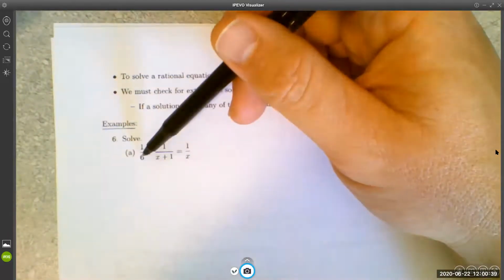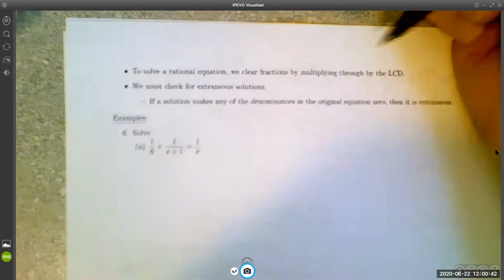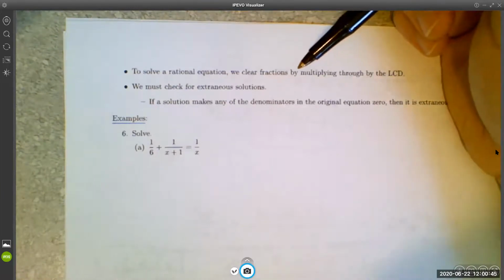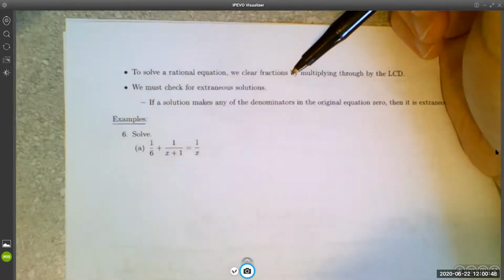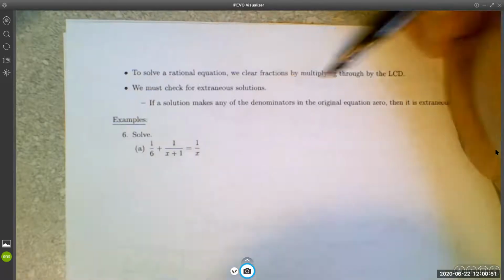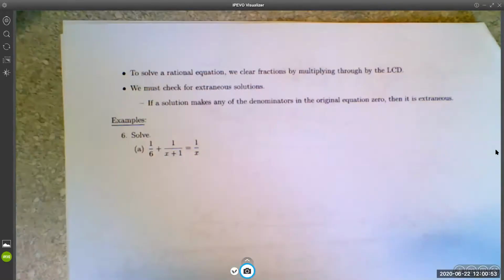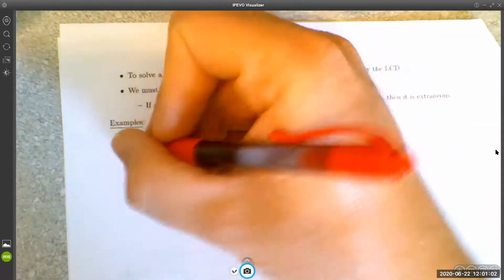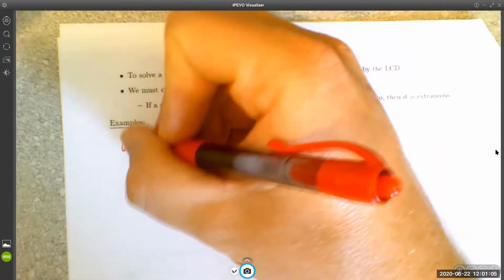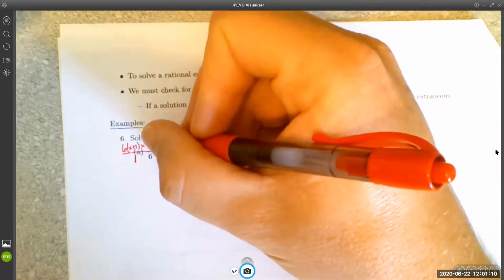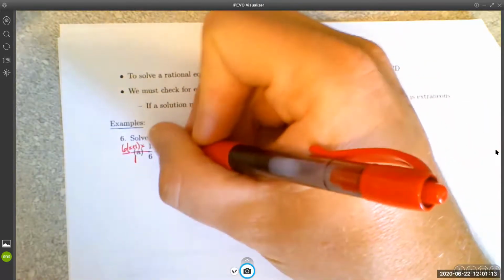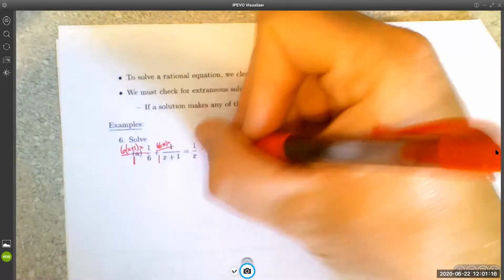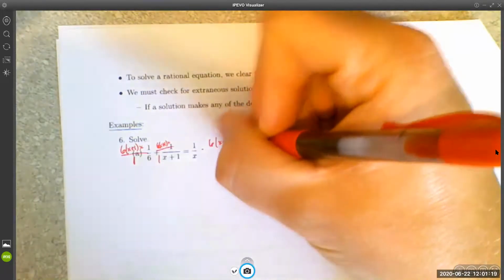So looking at these three denominators, 6, x plus 1, and x, they don't have any factors in common. So the LCD is just going to be the product of those three things, 6 times x plus 1 times x. So I'm going to multiply through both sides of this equation, actually each term. I'm just going to do this term by term, right? I'm going to do 6 times x plus 1 times x, thinking of that over 1 here. And then the same thing on the second term, and the same thing over here.